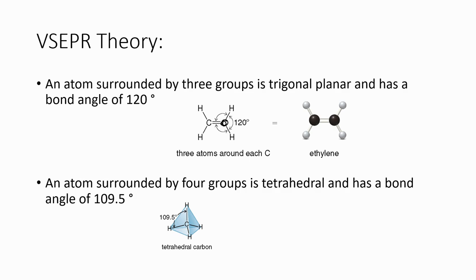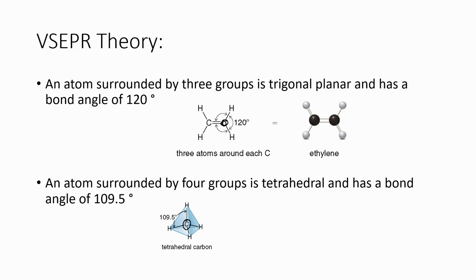We do 360 divided by 3. That gives us 120. That's the furthest those electron groups can be from each other. 120. Okay, this one is a little bit tricky, but if you have a carbon, so it looks like this.